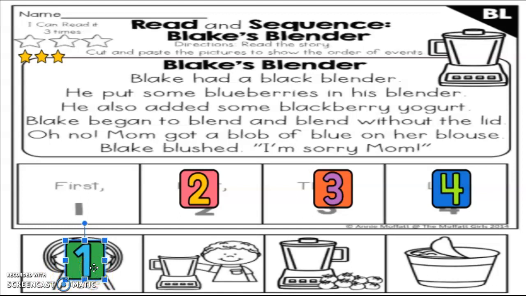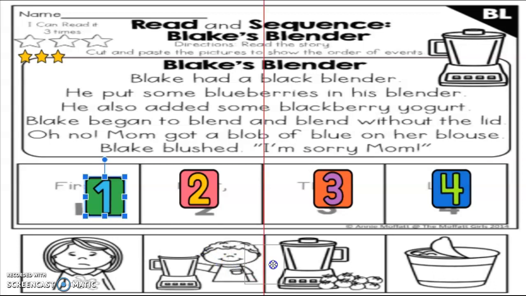So you can kind of think about in that first picture, it looks like Mom's not that happy. Did that happen first? We've got over here a little boy holding onto a blender. Over here we have the blueberries, and then over here we've got the yogurt. So you've got to think about which one of those things happened first.